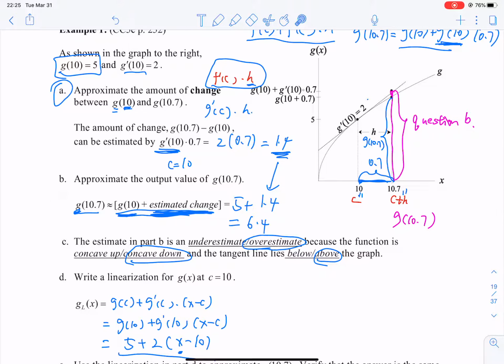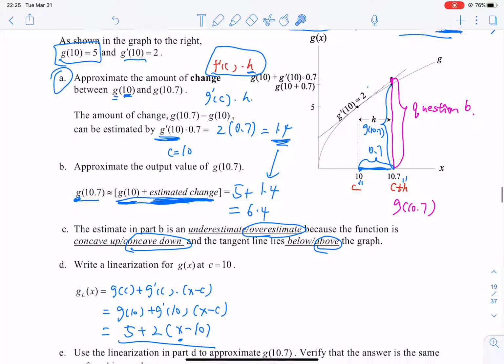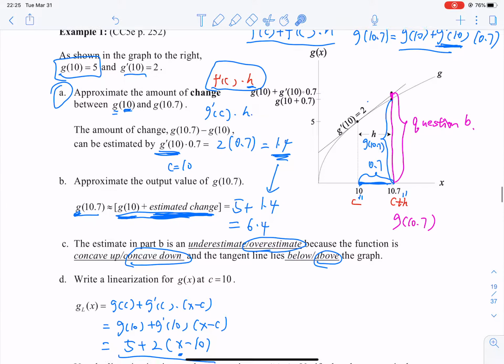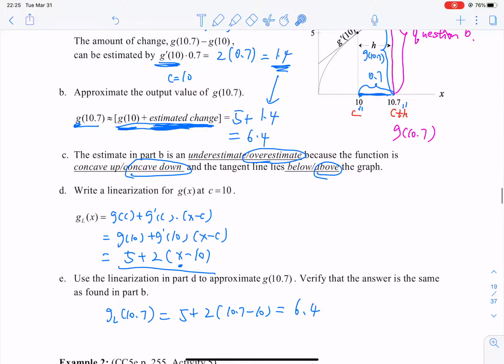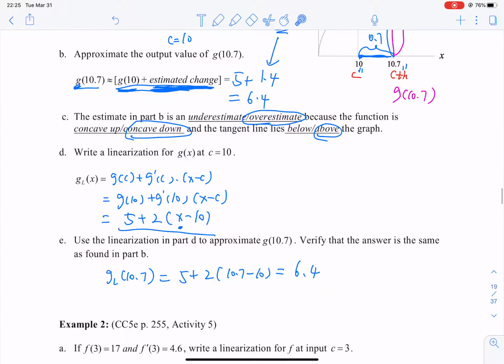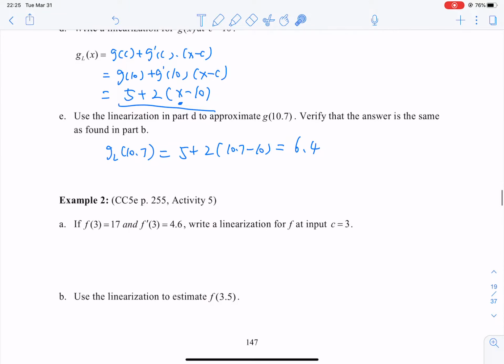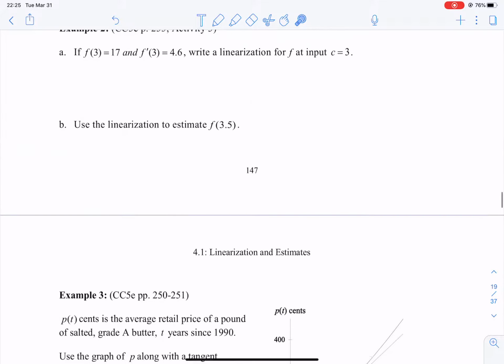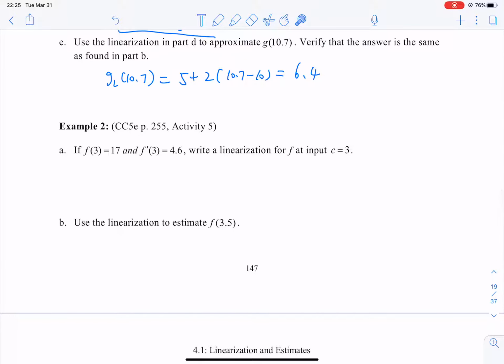A and B, they are the two parts that can be estimated by using f prime of c, g prime of c. And D is a linearization, that is a formula. E is we use the linearization from part D to estimate when we are given the value 10.7, what is the corresponding g sub L of 10.7. So that's all for this section actually. And then next, please pause the video and finish example 2.